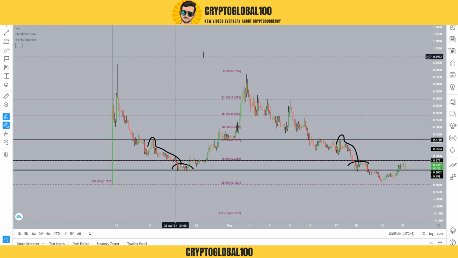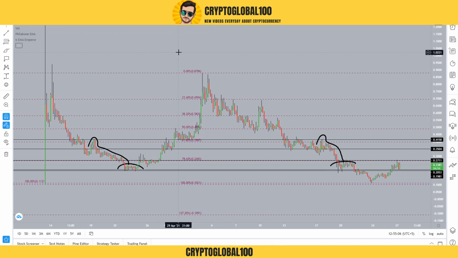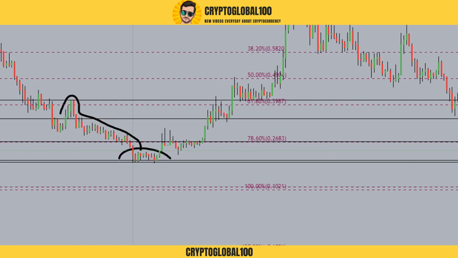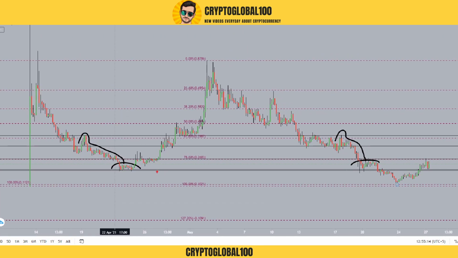TLM Alien Worlds. So this video is about the TLM price prediction. I have drawn the Fibonacci levels, support and resistances as well. And interestingly, I found these two patterns very similar to each other. Here you can see this pattern was very similar to this pattern.